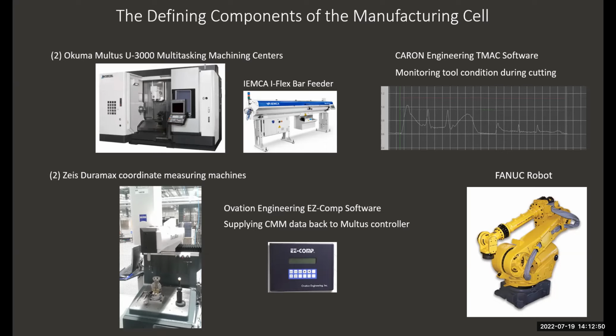There are two Zeiss Duramax coordinate measuring machines, or CMMs, installed to inspect the parts manufactured. Each of these machines has EasyComp software from Ovation Engineering installed, which is providing real-time dimensional feedback to the Multus machine controllers of pertinent dimensional deviations. The Fanuc robot acts as the central unit in the cell, interacting with all pieces of equipment. It's constantly looping its program, waiting on each piece of equipment to request it via IO signals or input-output signals, essentially looking for a voltage to change on a specific connection.